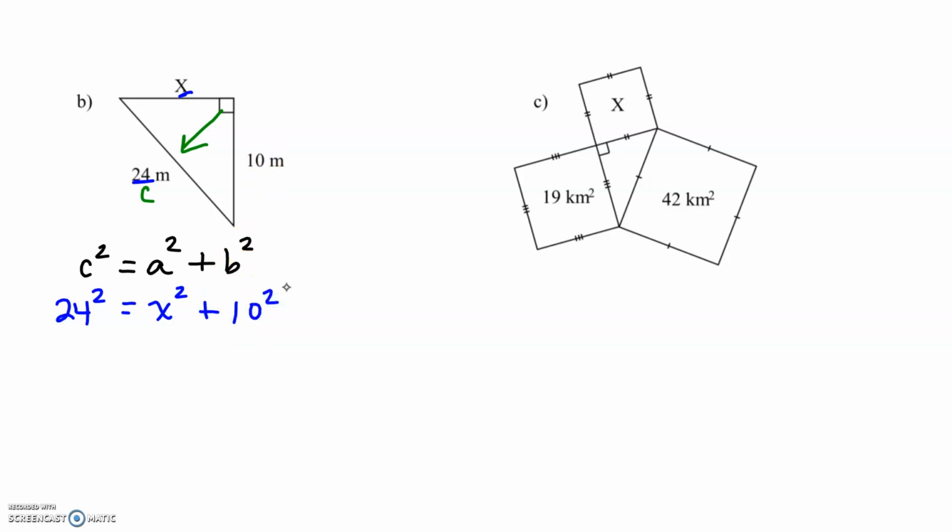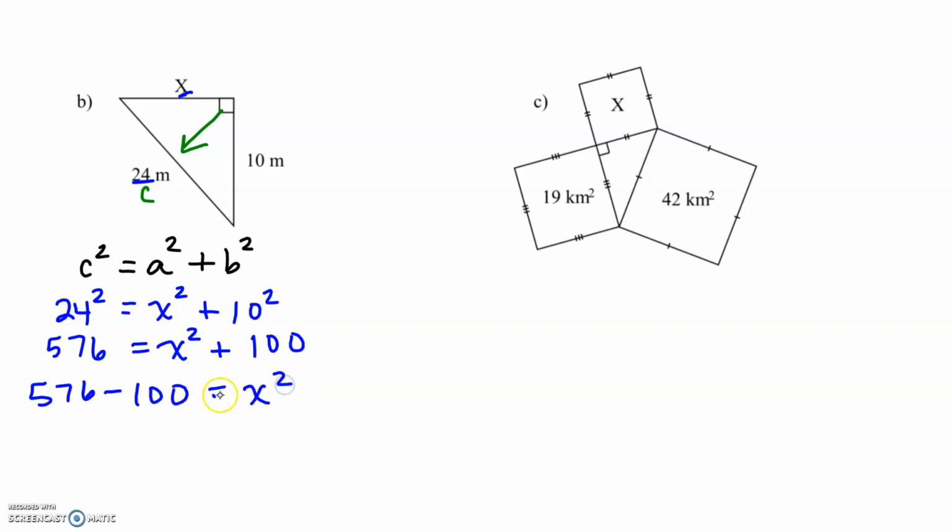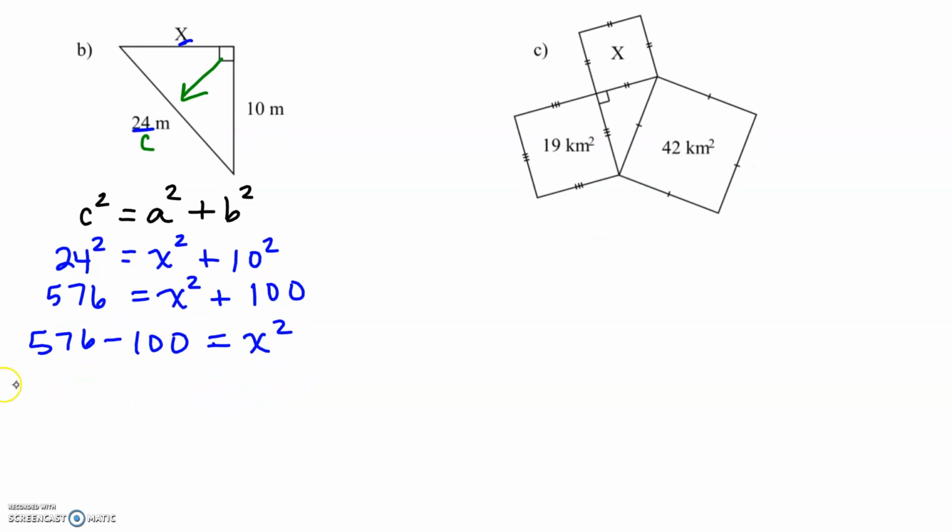Okay, this time I have to solve for x squared. I need to get x squared by itself. And I'm going to start by doing the square of both of these numbers. So 24 squared is 576. That'll equal x squared plus 10 squared is 100. Now I have to move that plus 100 over to the other side. So I'll subtract both sides by 100, or cross the line, change the sign. So it's 576 minus 100 equals x squared. And then 576 minus 100 is 476.